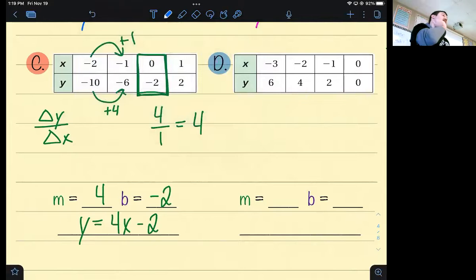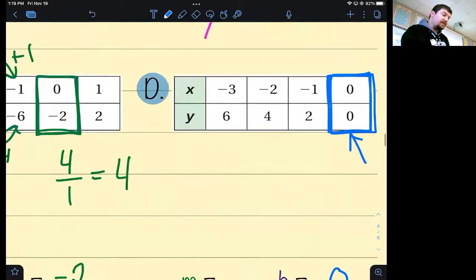Example D, did they give you the y-intercept? Is the x value 0 anywhere on this table? Yeah, so this is the y-intercept. What is it? 0, because if x is 0, whatever the y is at that point, which is also 0, is your y-intercept. So this actually goes through the origin. Look at your points here. What's happening to the 6 to go to 4? Subtract 2, so the rise is -2. The run, from -3 to -2? Adding 1, so it's +1.